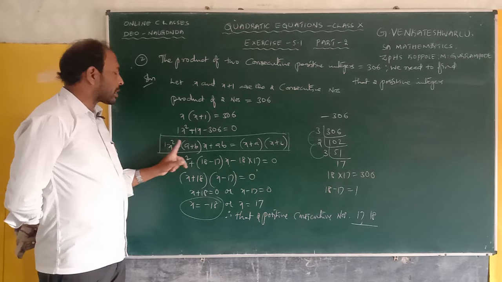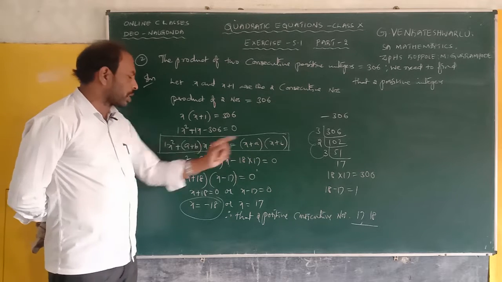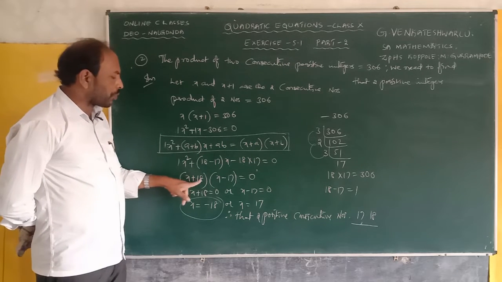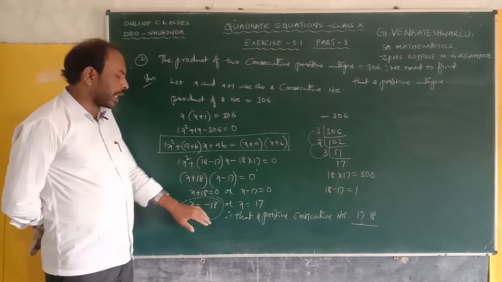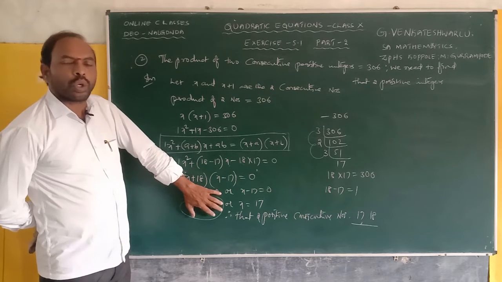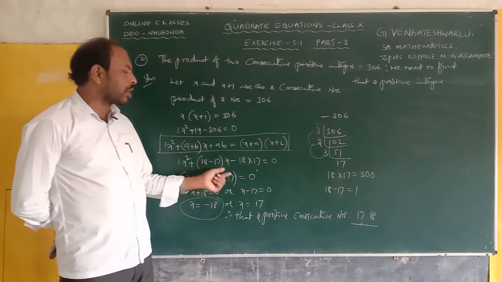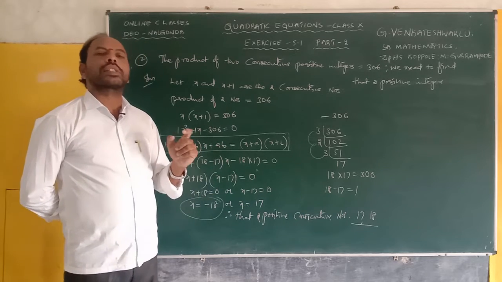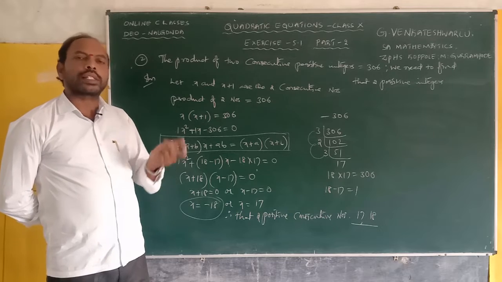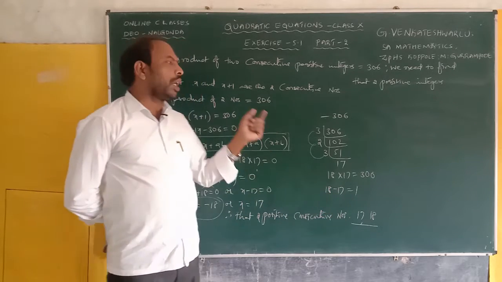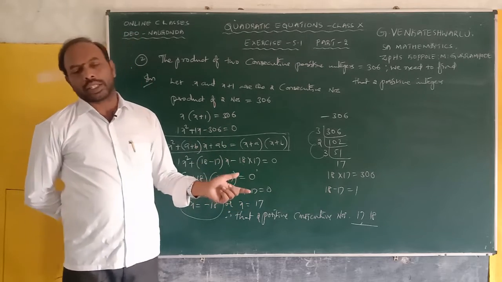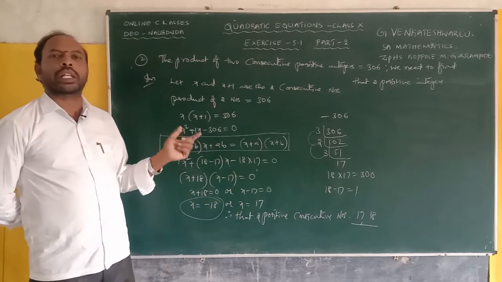So look here, x plus a and x plus b are the factors. Here also, x plus 18 is the first factor and x minus 17 is the second factor. x is equal to minus 18, so here it is a negative term. Don't take it into consideration. Next, x is equal to 17. The first, smallest consecutive integer is 17 and its next consecutive positive integer is 17 plus 1, 18. These are the required two positive integers. I hope you have understood.